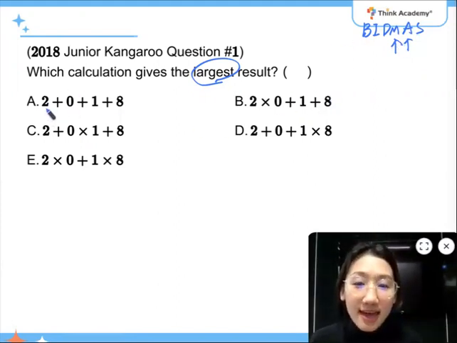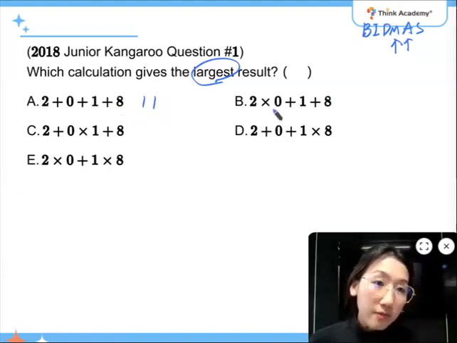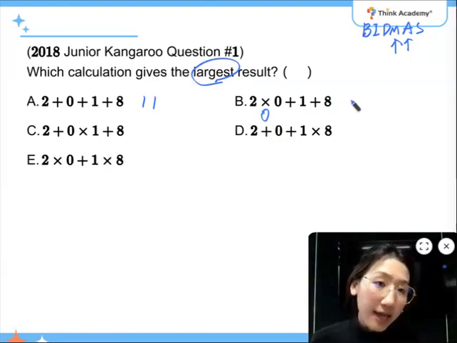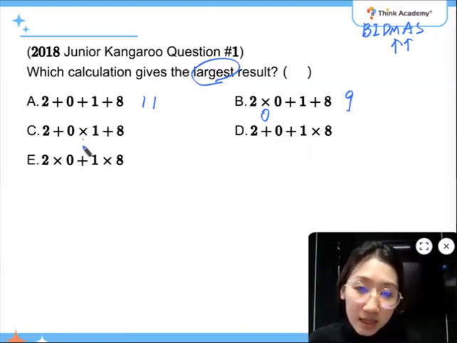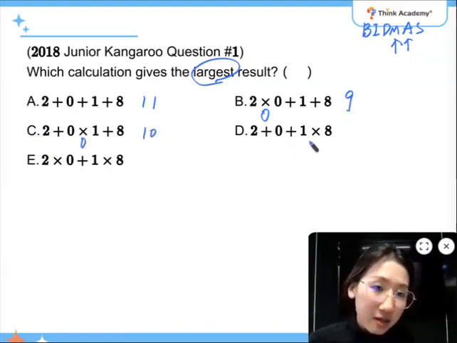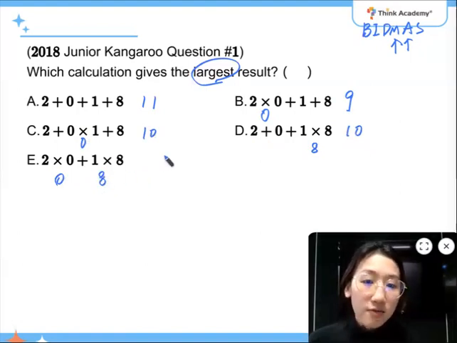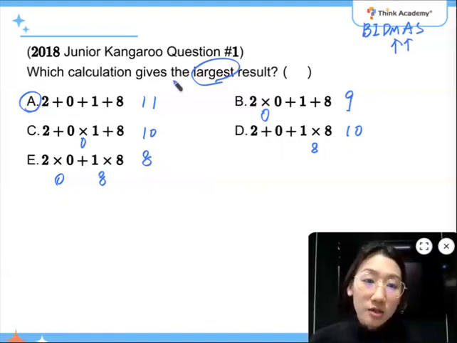With A, it's going to give you 2 plus 1 plus 8, which is 11. With B, if you do the multiplication first, it's 0 for this part, as 0 multiplied by any number gives you 0. So you're just adding 0 and 1 and 8, which gives you 9. Similarly, we can do C, D, E. With C, here is 0, so that's going to be 10. Here is going to be 8 for the multiplication, and 2 add 8 is 10. And over here, if you do the multiplication first, 0 and then 8, if you add them up, that's 8. So among all of these sums, A gives you the largest result. So A is the answer.